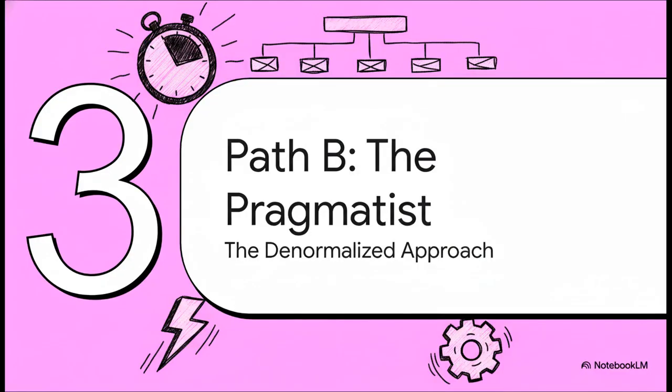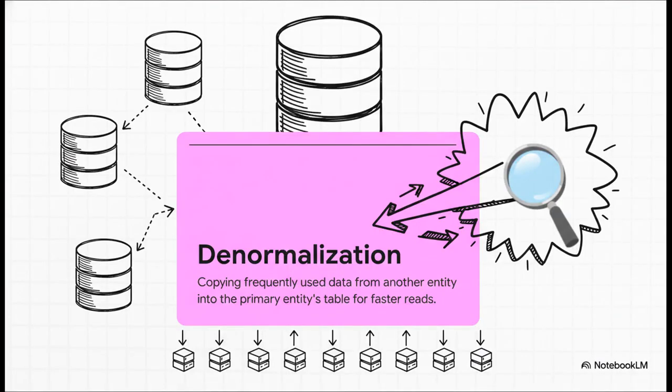Now let's look at the other side of the coin. We'll call this one the pragmatist, or maybe even the speed freak. This philosophy cares a whole lot less about perfect tidiness and a whole lot more about getting you the information you need, like right now. This is the denormalized approach. So denormalization basically says, forget running all over the place. It strategically copies the most important info you need and puts it directly where it's going to be used. You're essentially pre-packaging the data for one reason and one reason only: pure, unadulterated speed.